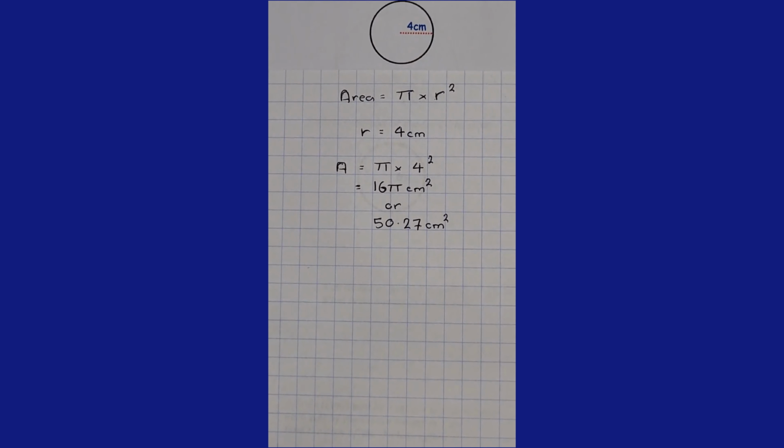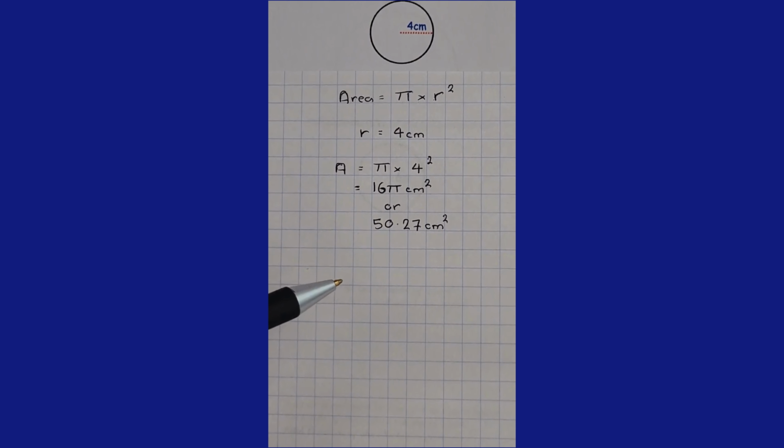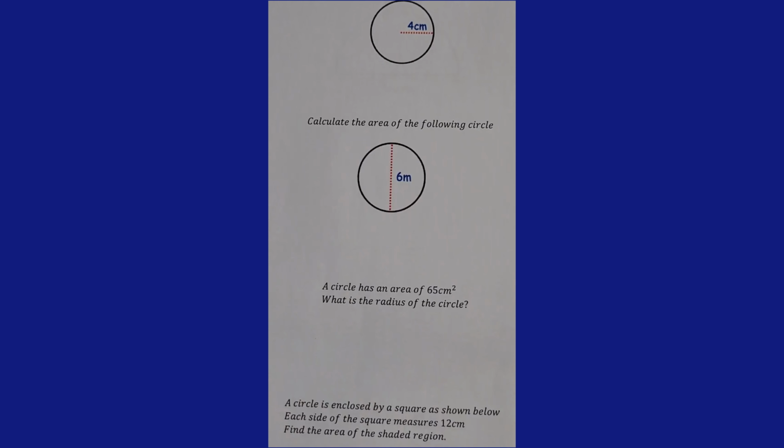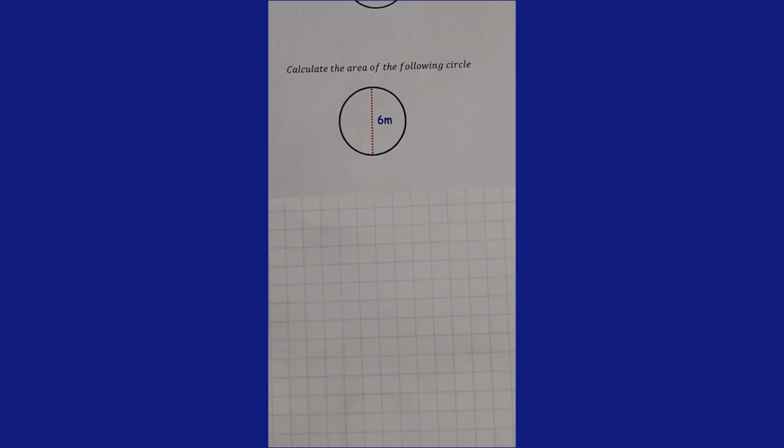So if it doesn't specify about putting your answer in terms of pi, then always go with the decimal and round according to the question. Okay, so 50.27, job done. Nice and straightforward on that one. And then what we'll do is we'll go down to the next question.